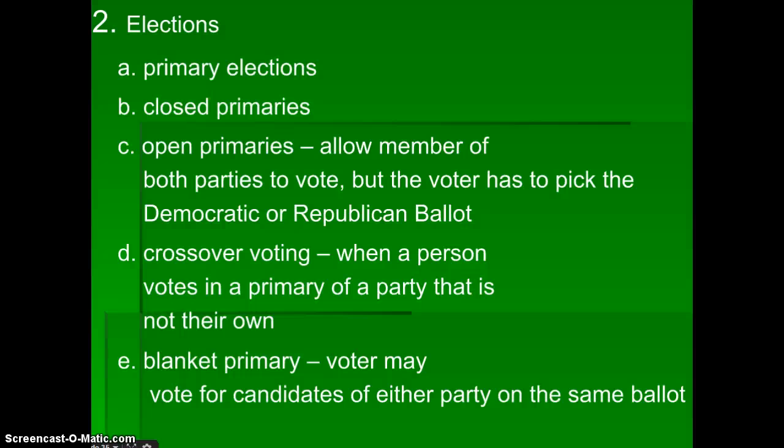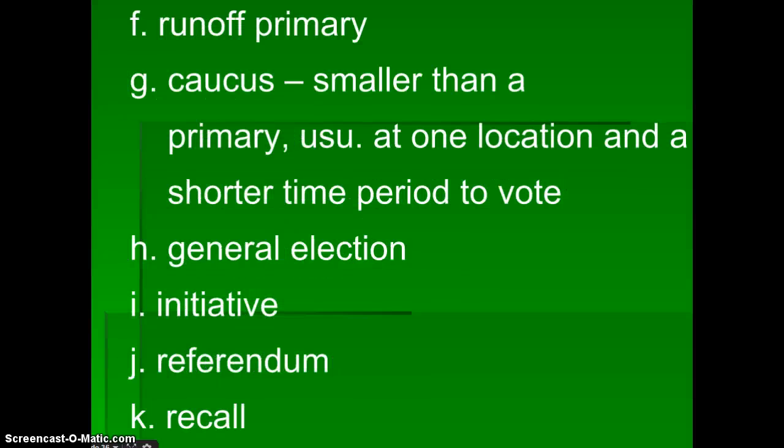Crossover voting just refers to a primary where someone can vote in a party that's not theirs. Blanket primary, you can see it again, is where you can vote for one Republican, one Democrat, or whatever. A blanket could include a crossover, and all of them are open primaries as opposed to closed. So stop this video, and look at it and make sure you have it down. Fair game for a quiz next class.